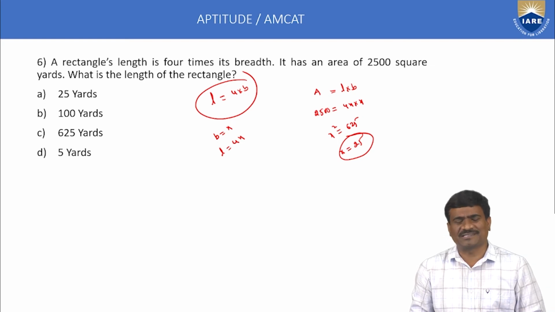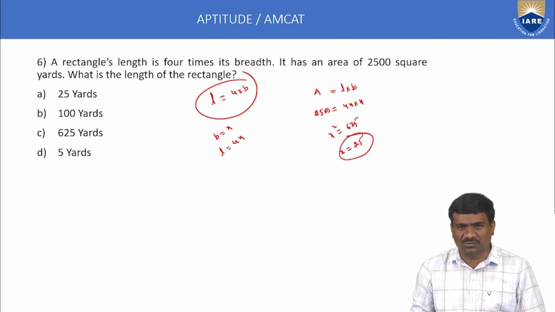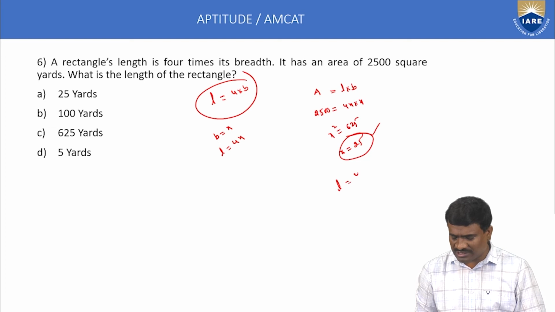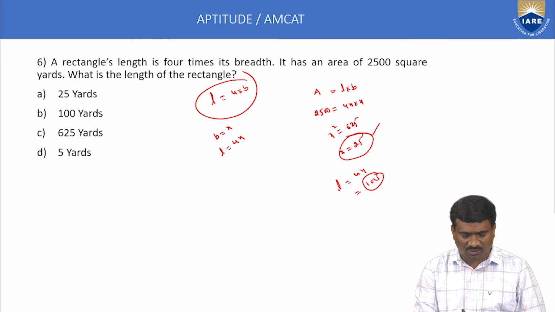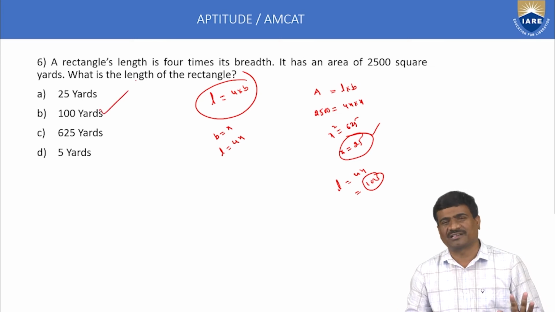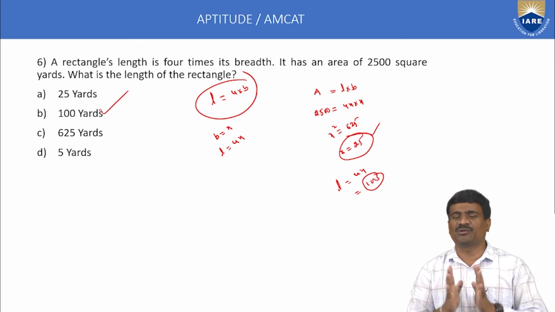Negative does not exist, so consider only positive. The length of the rectangle is 4x, where x is the breadth, so 4 into 25 is equal to 100. Option B only is correct. Here, only the formulas are important.